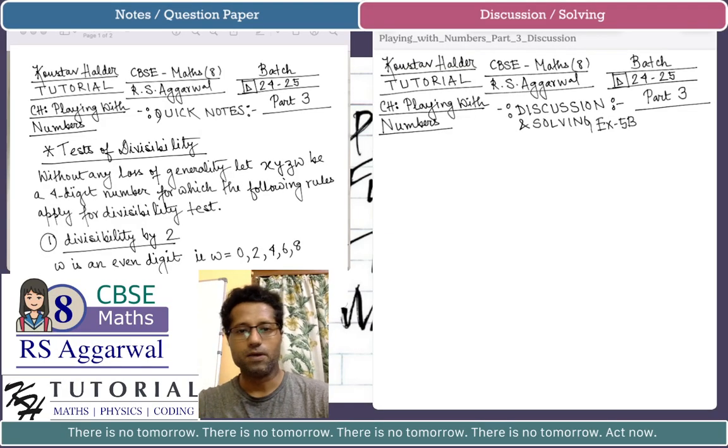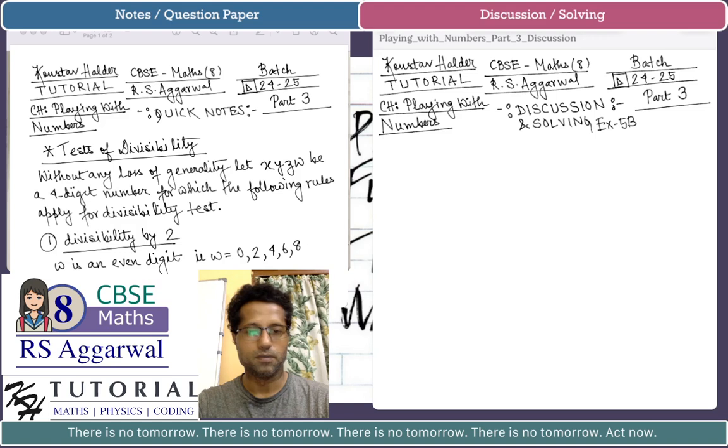Okay, so I have my quick notes on the topic of tests of divisibility on the left hand side, and on the right hand side I will do the discussion and solve the problems of exercise 5b. I hope the quick notes are visible so that you can read them properly. The fonts are large enough.